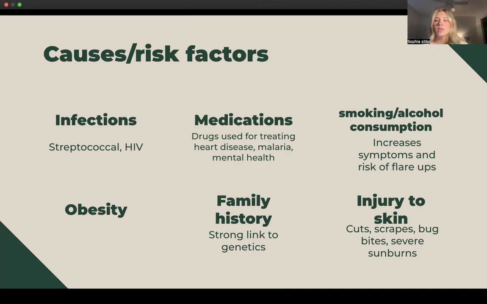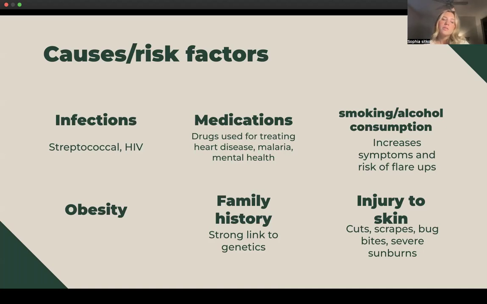Also, psoriasis is a condition where you'll see improvement and then worsening over time. So you'll see periods of improvement. Maybe you'll even have no plaques on your skin. And then you can experience something called a flare-up, where you develop the red patches and you have to treat them again.